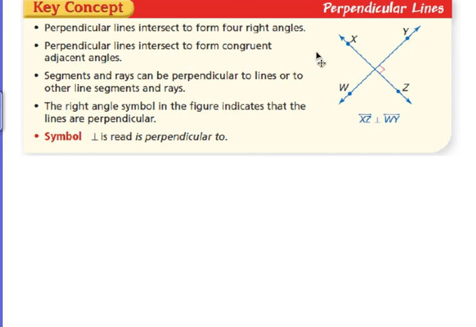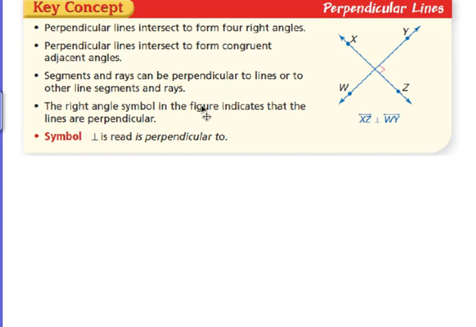Why? Because you got 2 intersecting lines. As it says here, perpendicular lines intersect to form congruent adjacent angles. And what do you mean by congruent? They mean the same measure. In this case, each measure is 90 degrees, as it says up here. All this can be safely assumed, only because of this symbol, which means perpendicular, which basically says when 2 lines meet at a perpendicular point, that means they make 90 degrees.